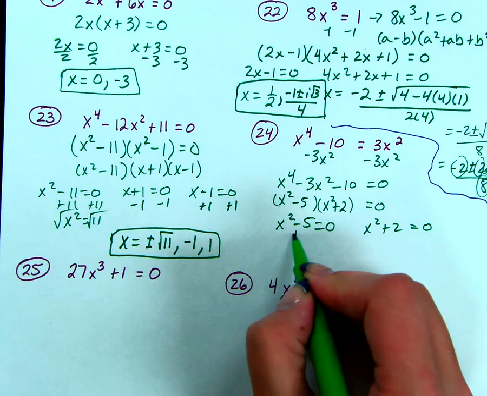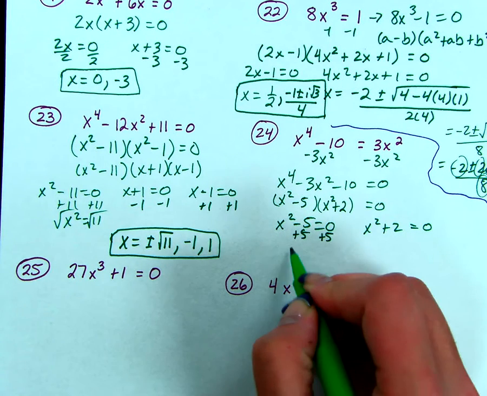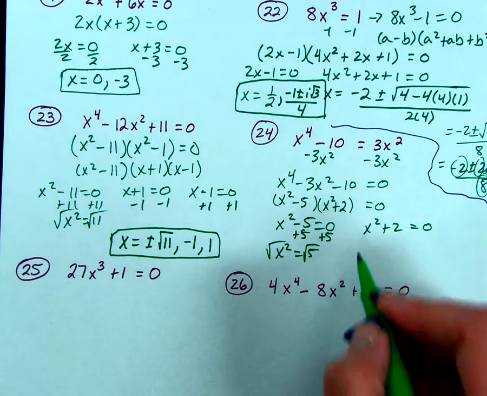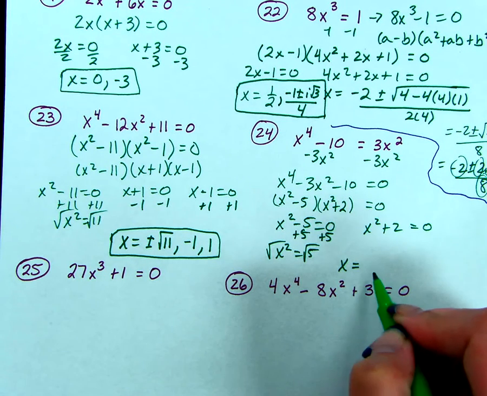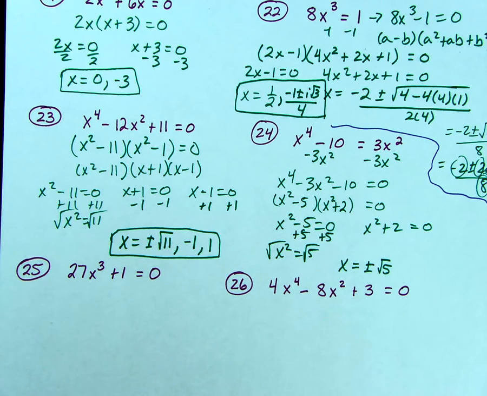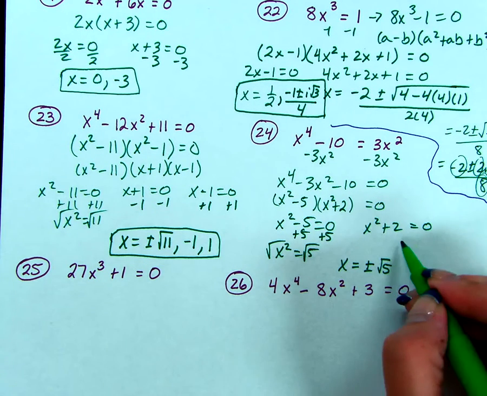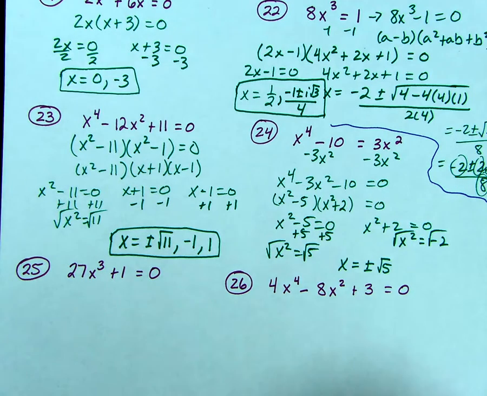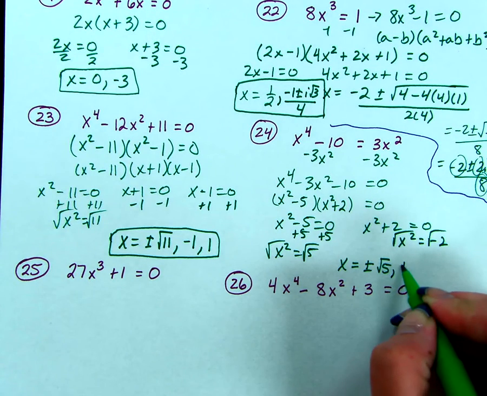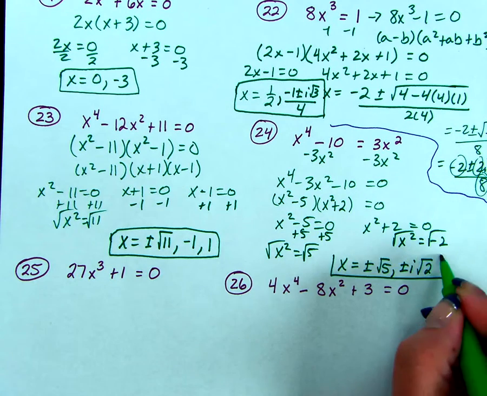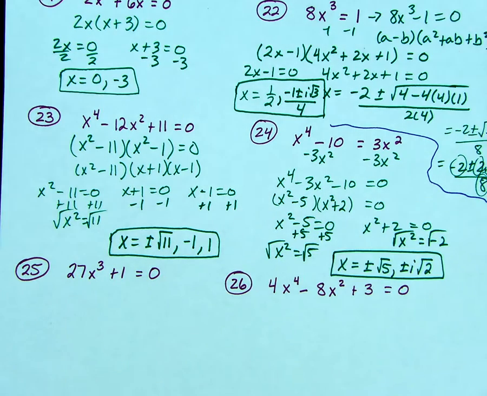So for this one, we're going to add the 5. And then to get rid of the squared, we have to take the square root of each side. So our first set of answers is going to be plus and minus the square root of 5. Second group, we are going to subtract the 2 over, so it becomes negative. And again, we're taking the square root of each side. So if we simplify that radical, it's going to be plus and minus i square root of 2. So here are the final 4 answers.